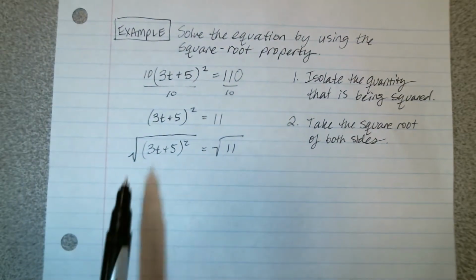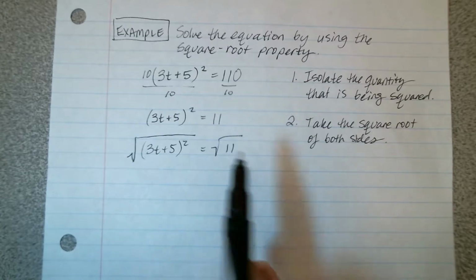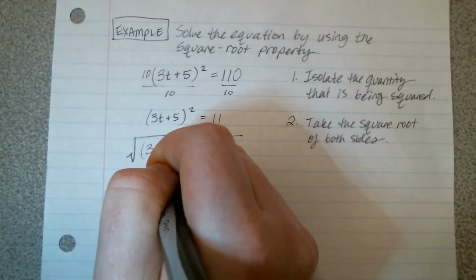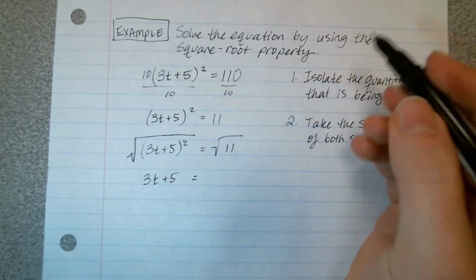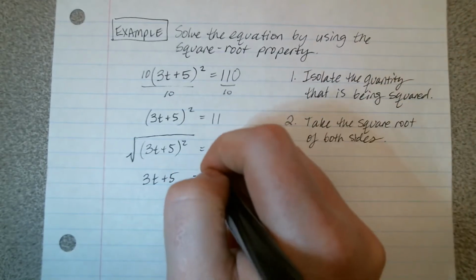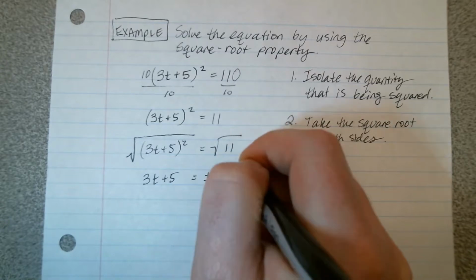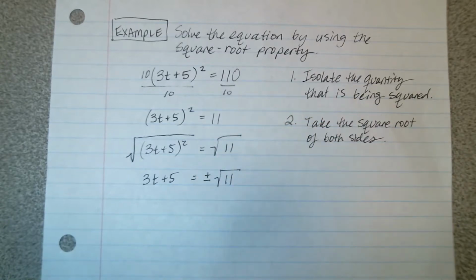Okay, so I'm taking the square root, so it will cancel with the square, leaving behind 3t + 5. However, on the right-hand side, I don't just have the square root of 11, I have plus or minus the square root of 11. Okay?